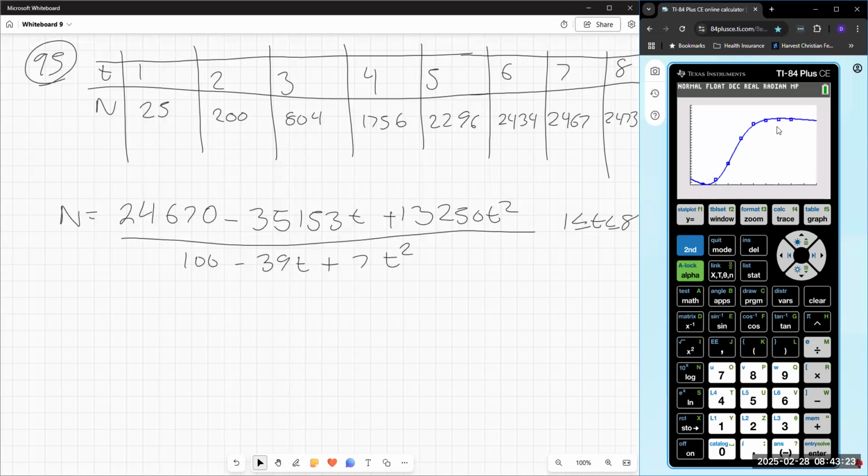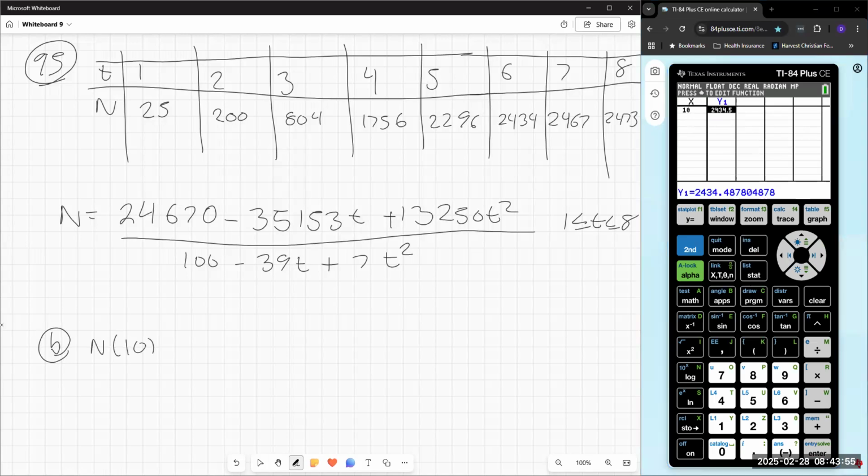So let's go ahead and use that model that's there. Since it's a good model, we should be able to use it to predict things. So let's predict what happens at day 10. At day 10, we can make a prediction. It's not perfect, but we can predict that n of 10 will be 2, 4, 3, 4 bacteria.